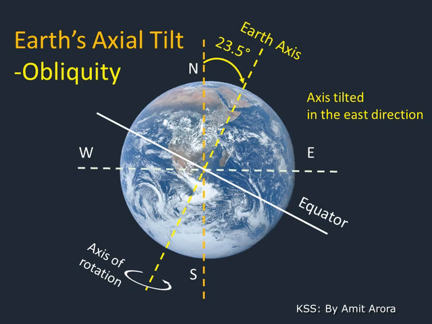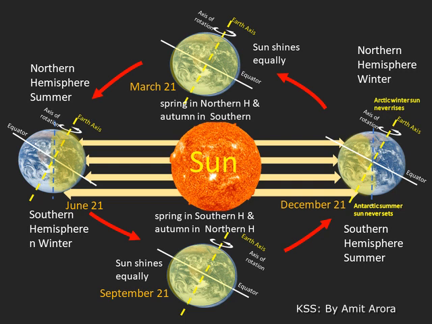Due to this axial tilt, the sun shines on different latitudes at different angles throughout the year. This causes the seasons. As Earth orbits around the sun, its tilted axis always points in the same direction. So throughout the year, different parts of Earth get the sun's direct rays.